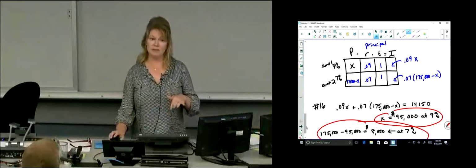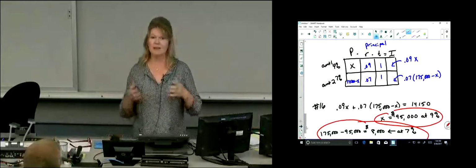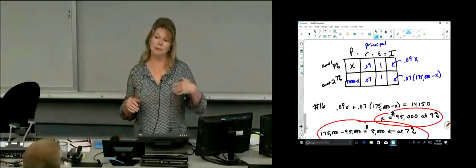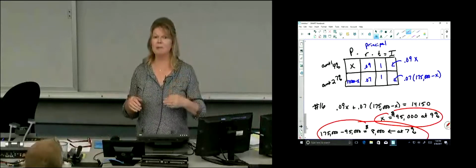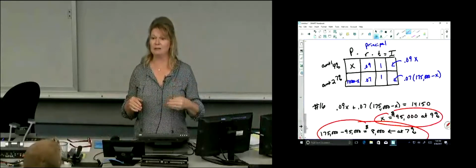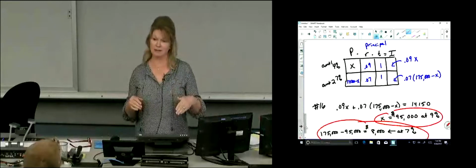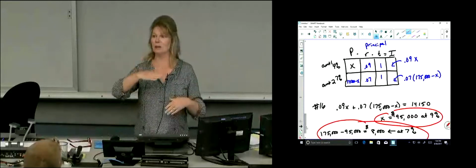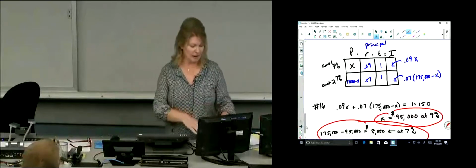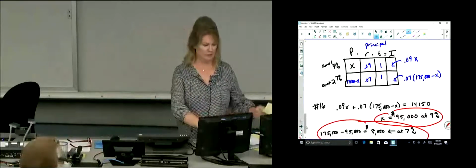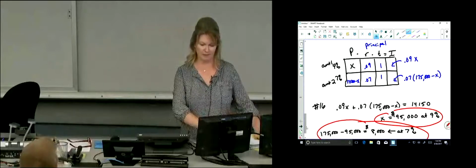The only difference is in number 17, they tell you, I'm going to put an amount in at 1.5%, and I'm going to put twice that amount in at 2.5%. So I'm going to use X and 2X. So do try that and let me know if you have trouble with any of that.